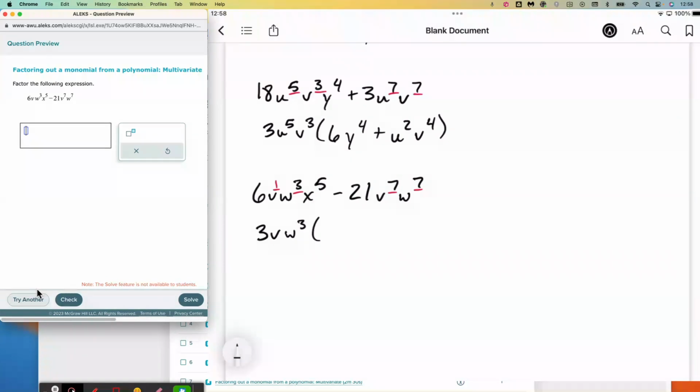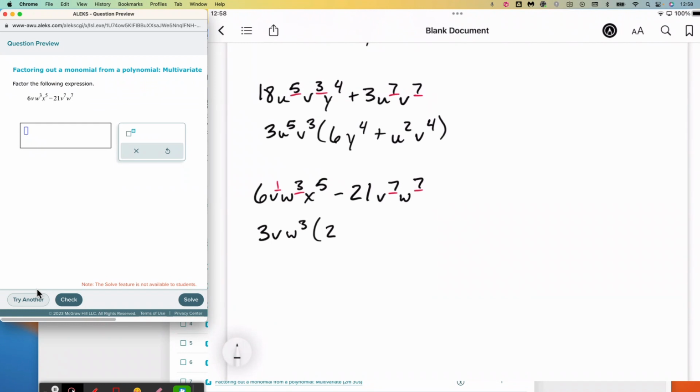So 6 divided by 3 makes 2. V to the 1 divided by v to the 1 makes 1. W to the third divided by w to the third makes 1. That leaves x to the fifth. Minus 21 divided by 3 is 7. V to the seventh divided by v leaves v to the sixth. W to the seventh divided by w to the third leaves w to the fourth.